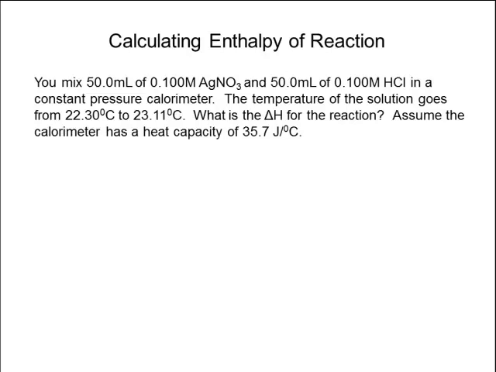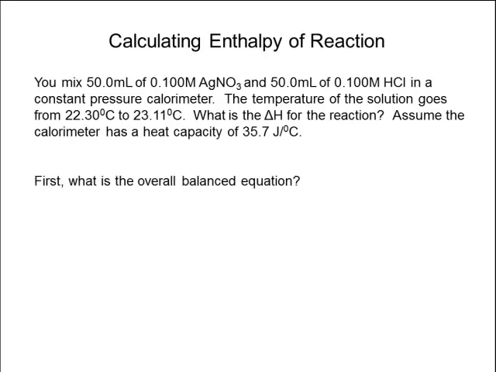Now, one thing I have to note is I also have to know something about the calorimeter, and I have to know the heat capacity of the calorimeter. So we're going to assume the heat capacity is 35.7 joules per degree Celsius. If you're not given any information about the calorimeter, what we'll do is assume that the calorimeter doesn't play a part in this process. We don't have to worry about it losing heat or gaining heat. Okay? If you are given information about the calorimeter, though, we have to take that into consideration.